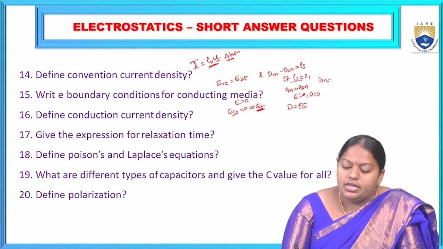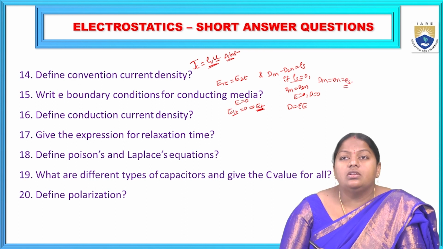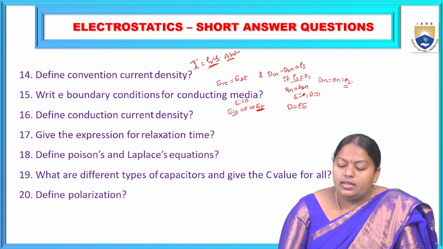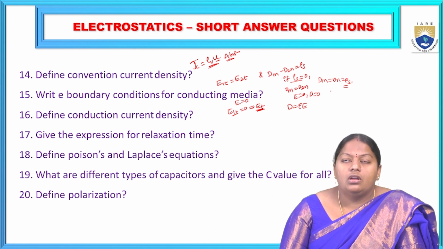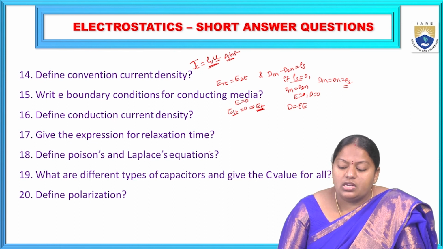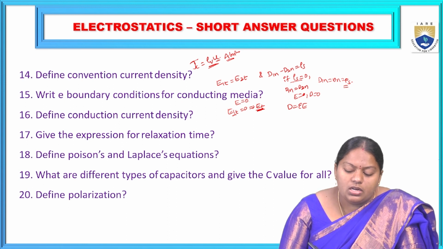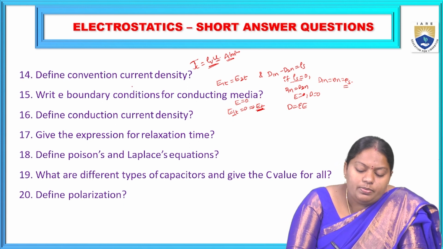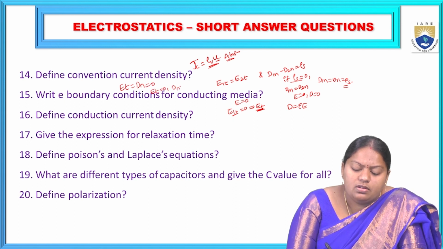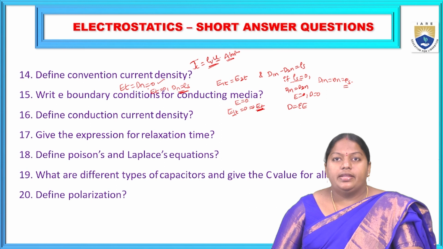D1n or Dn equal to 0, or if you consider the presence of charge density, then D1n is equal to rho s. For charge-free regions, if rho s is equal to 0, D1n or Dn equal to 0. So the boundary conditions for the conducting medium are Et equal to Dn equal to 0 in the absence of charge density, or Et equal to 0 and Dn equal to rho s in the presence of charges.